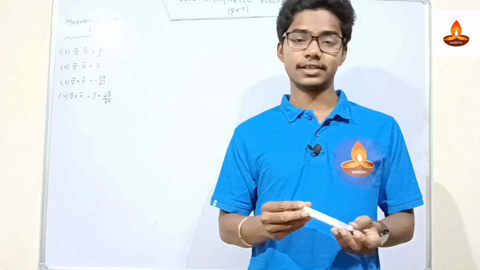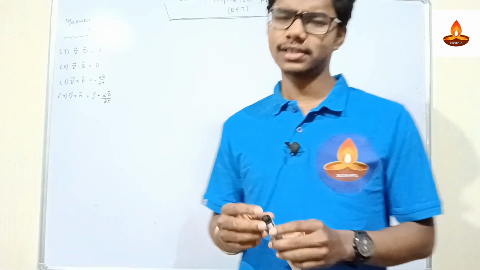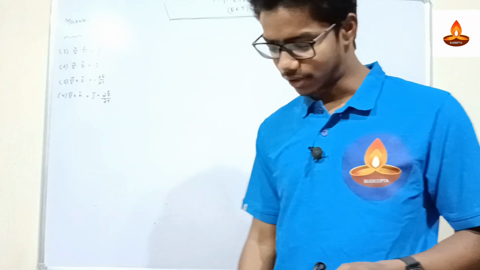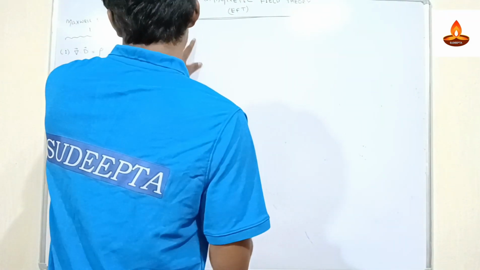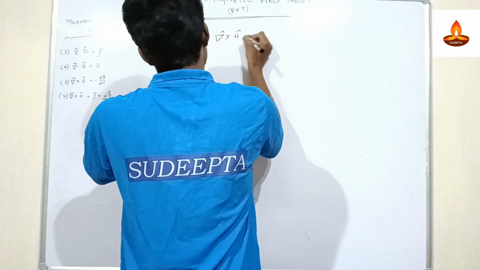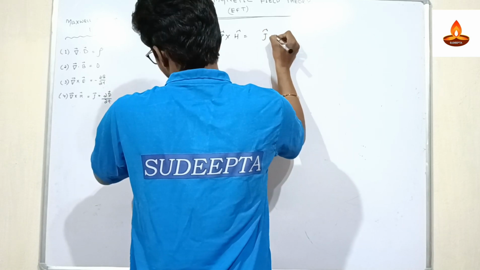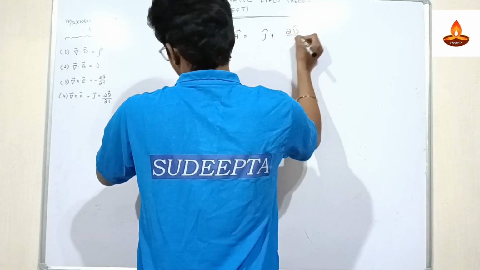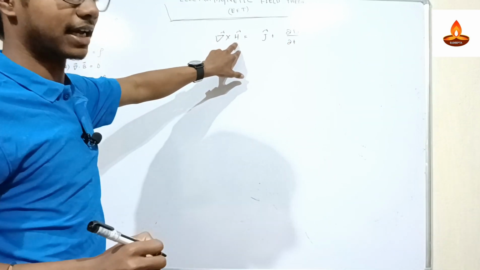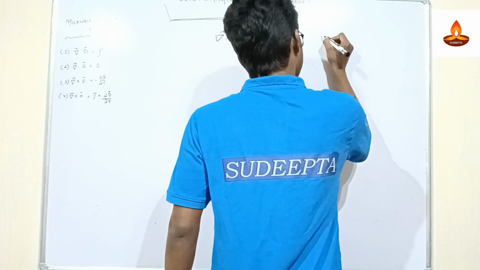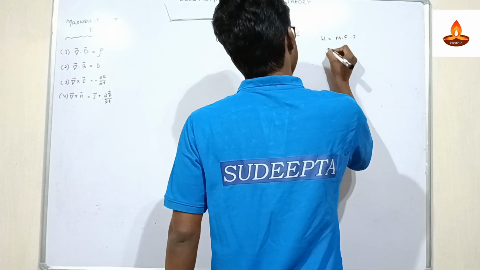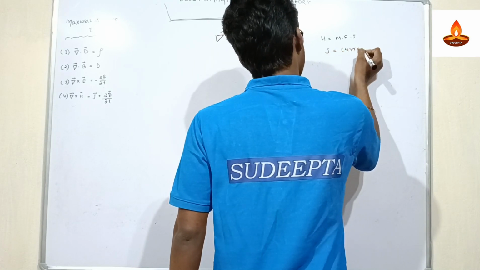And today we are going to derive the equation. Let's see how this equation is going to be derived. So what is the fourth equation of Maxwell? That is curl of H is equal to current density plus displacement current. You know what this is? H is the magnetic field intensity, we know about this. And J is the current density.